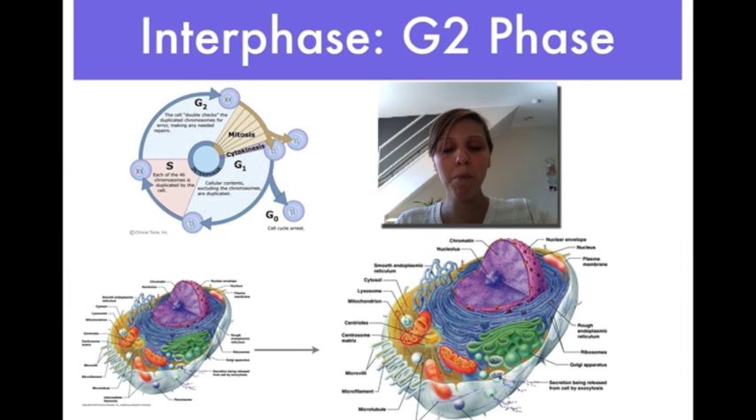All right, so the second growth phase of interphase is called G2. It's after S, so we know that now we have two copies of every chromosome, and we're going to continue to grow the cell. We're going to get more organelles, and in this G2 phase, we're going to prepare this cell for cell division. We're going to make sure it's big enough and it has enough organelles so that we can go into mitosis.